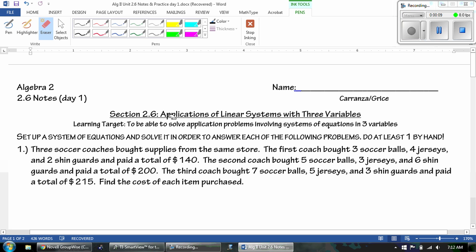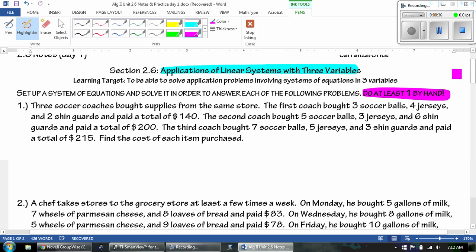Today we're going to be talking about, that's right, applications of linear systems with 3 variables. Our learning target today is to be able to solve application problems involving systems of equations in 3 variables. What it's asking us to do is set up a system of equations and solve in order to answer each of the following problems. And remember, we have to do at least one by hand, okay? So we're going to do the first one by hand. Don't be scared, it's not that hard.